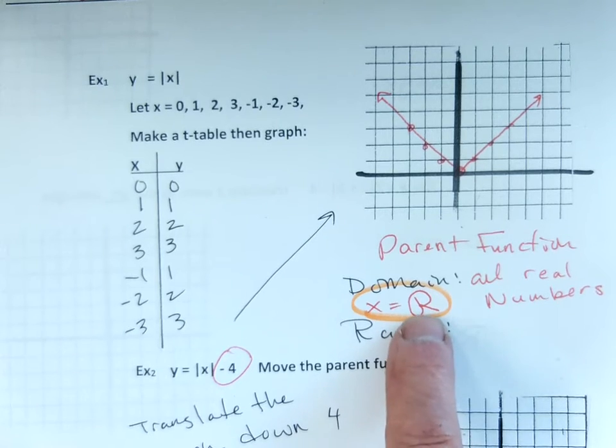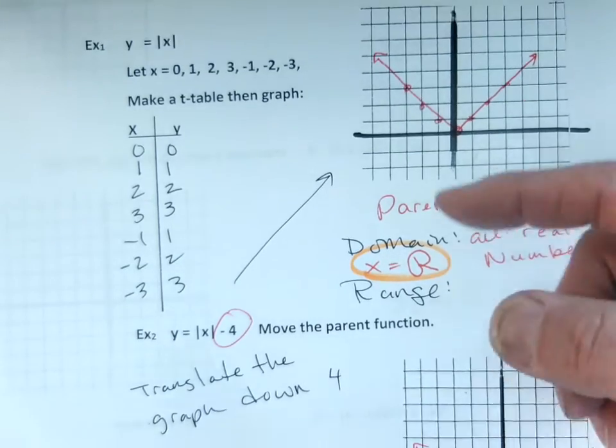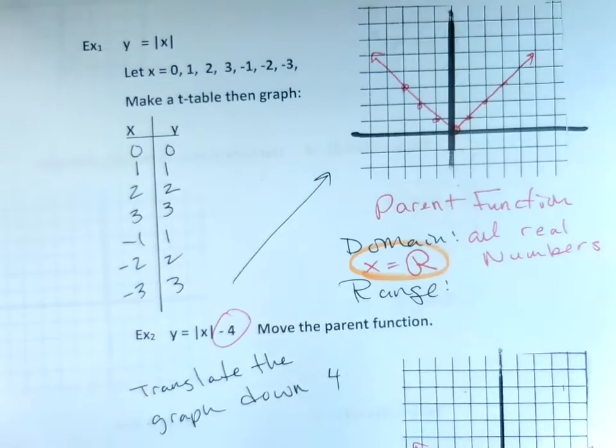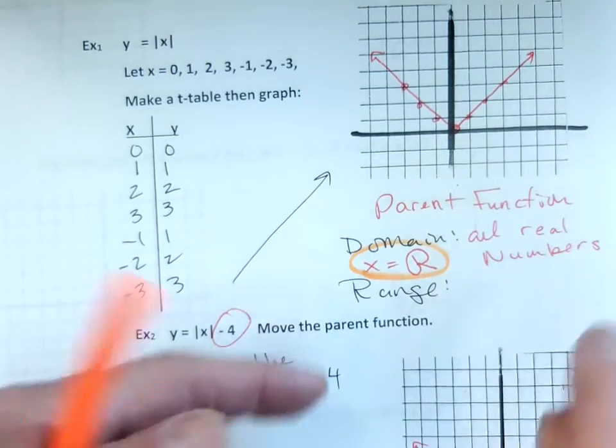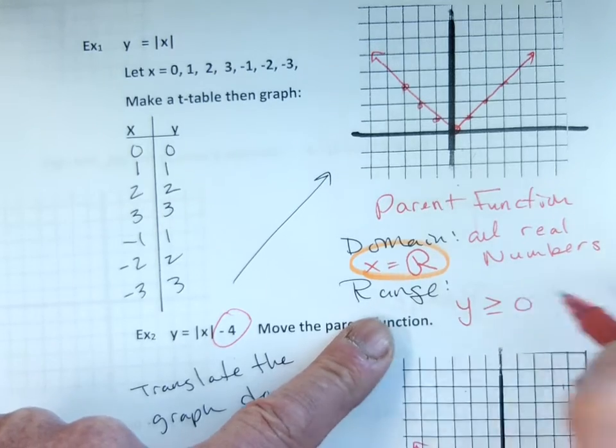So when you see this cursive capital R, it's the symbol for all real numbers. Now range, we talked about range as the y values. We know the range of this one starts at a height of 0 and goes up, so we're going to say that the range is y, because it's the y values, is greater than or equal to 0.